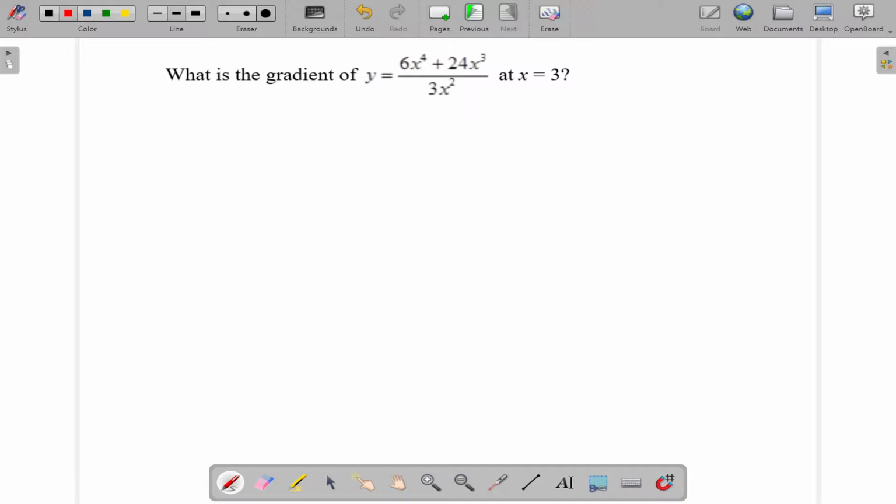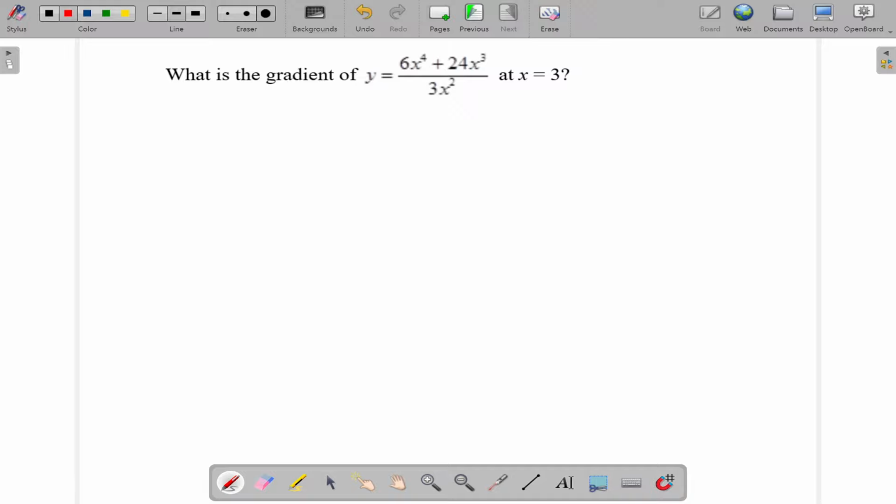Okay, divide everything. So 6 over 3, 2. x to the power 4 over x to the power 2: 4 minus 2. You know the rule, n to the a over n to the b is equal to n to the a minus b. Same rule. x is n in this case, and a is 4, b is 2. So 4 minus 2 is 2, plus 24 over 3 is 8, x, that's it. Okay, so now dy by dx is equal to 4x plus 8. This is my final derivative.